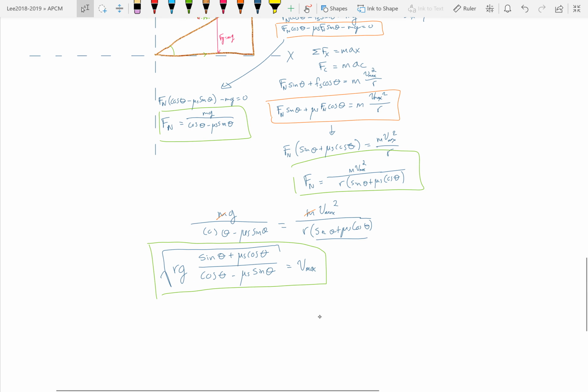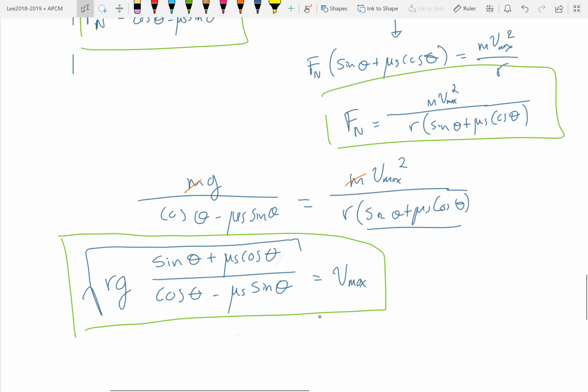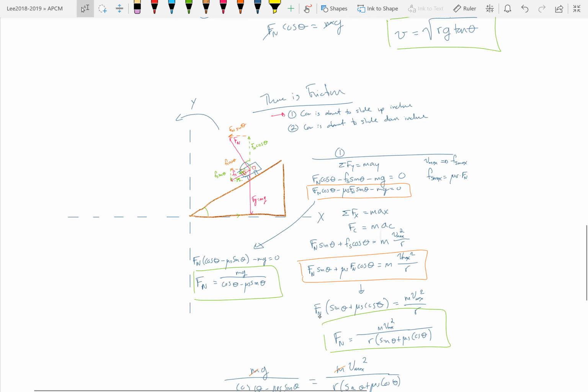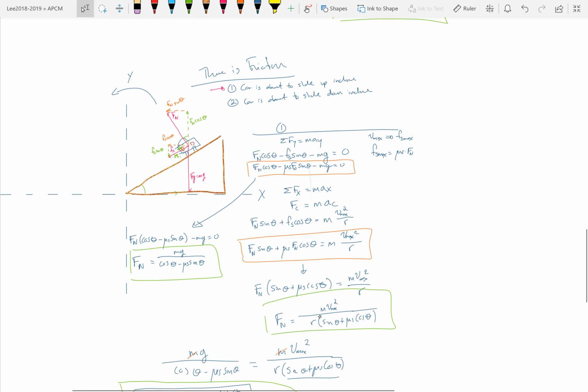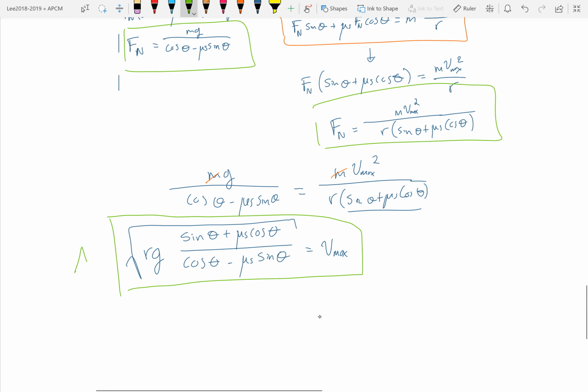Okay, so that's the maximum speed before it starts to slide up the incline. That was condition number 1, or example number 1 there. It's going to be this fun stuff, the square root of RG times some fraction. I have sines and cosines and my mu s in that fraction. Look at what it was before. This was no friction, square root RG tangent theta. Now we throw friction in there and we have components of forces making a difference. Okay, bear this one in mind. That was about to slide up.